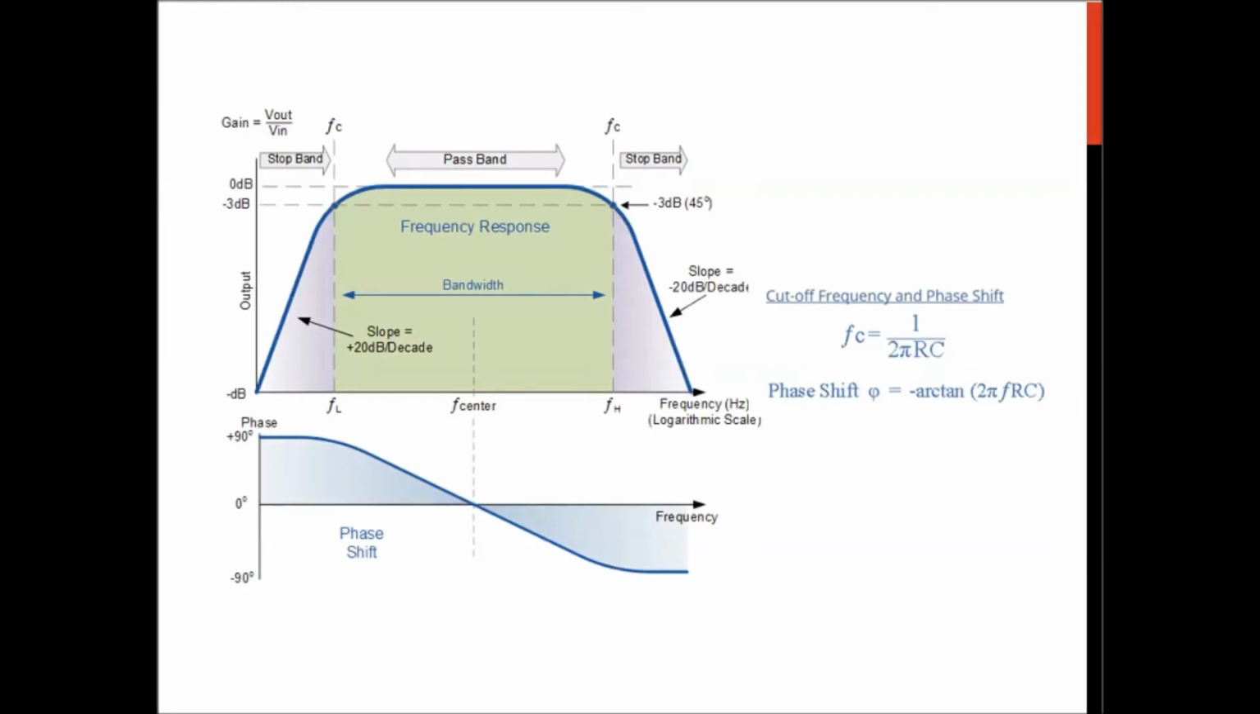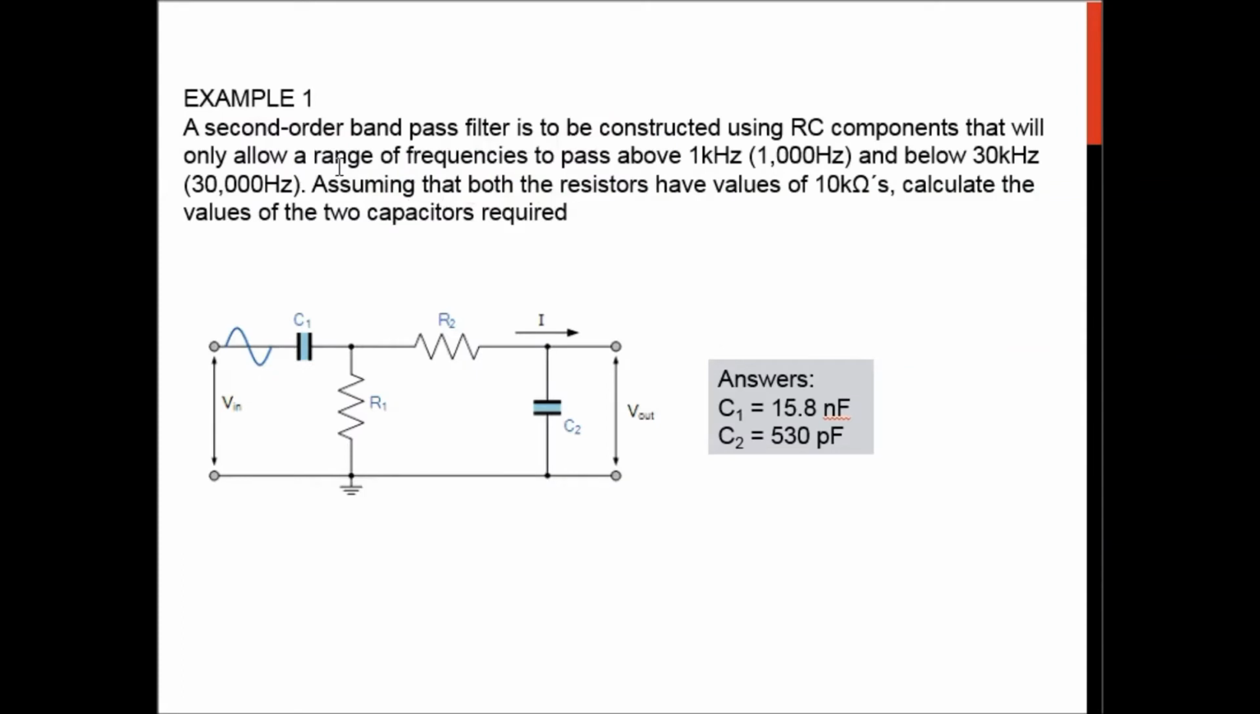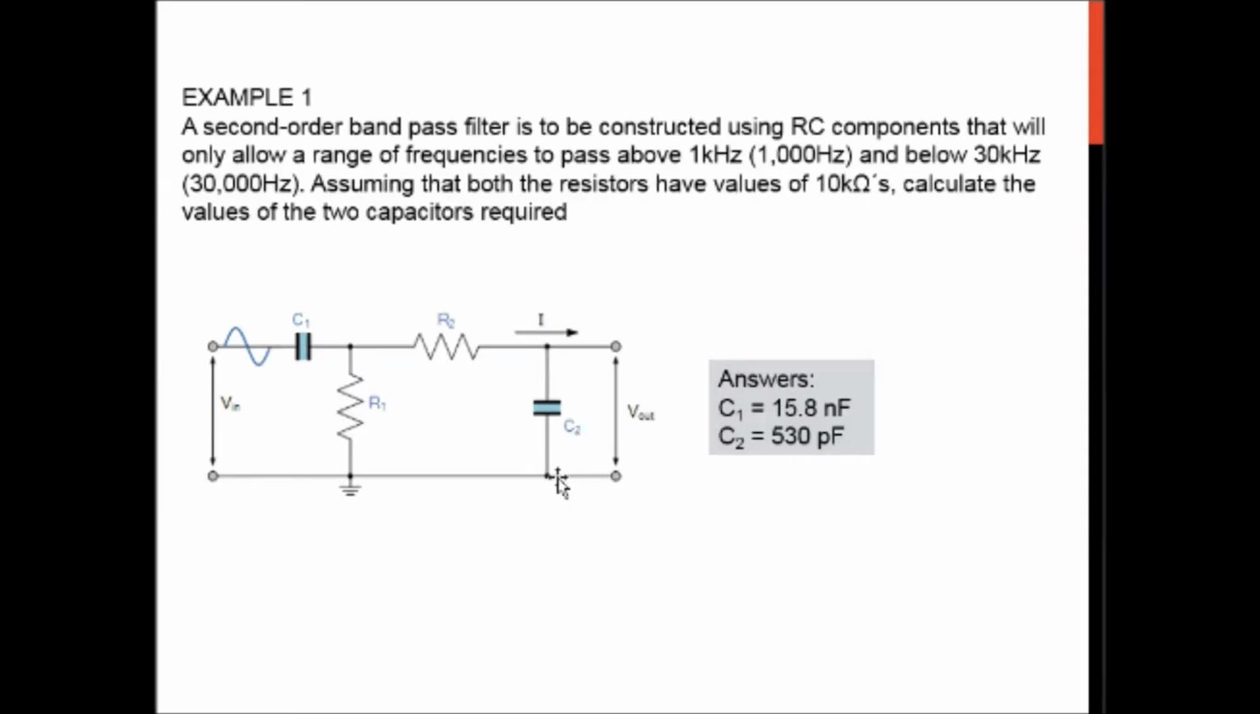Okay, so let's look at this example. This question says that a second order band pass filter is to be constructed using RC components that will allow a range of frequency to pass above 1 kHz and below 30 kHz. So this is the FL and this is the FH. This is very easy actually. C1 and R1 are related to the high pass filter. R2 and C2 are a low pass filter. So I hope you can try and solve this example, okay?